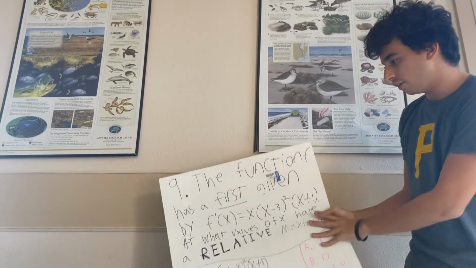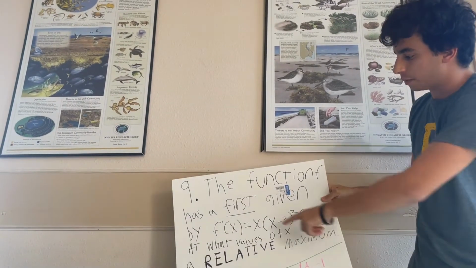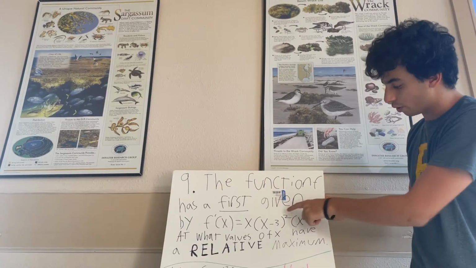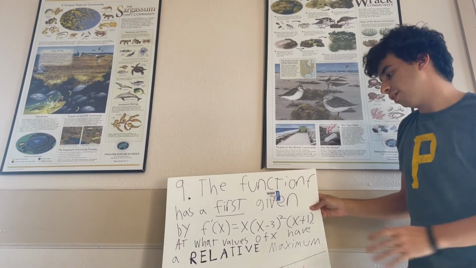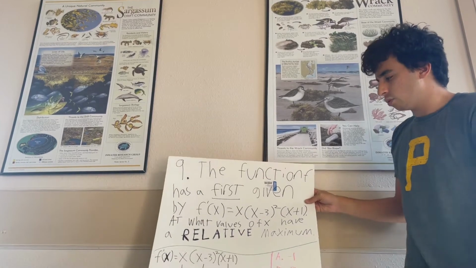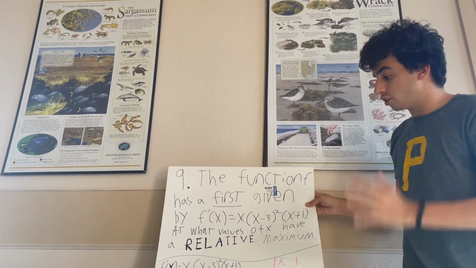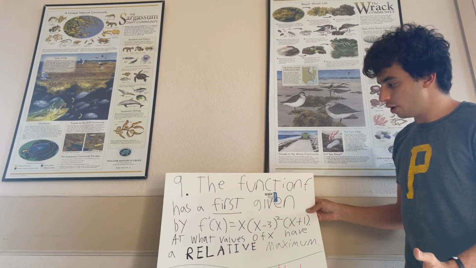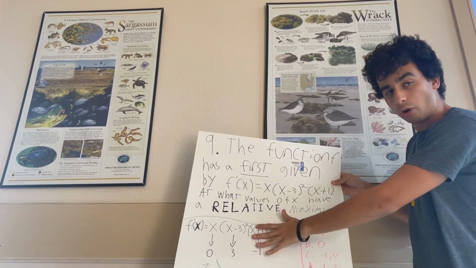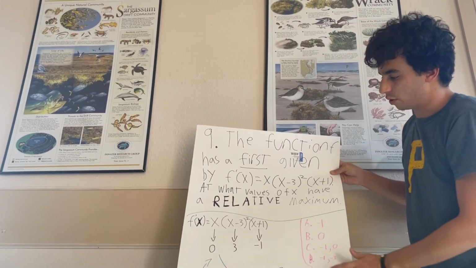It says, the function has a first derivative given by f prime of x equals x multiplied by the quantity x minus 3 squared times x plus 1. And it reads, at what values of x have a relative maximum? So to find the relative maximum, we have to use the first derivative of the given equation. However, we already have that right here, right? So all we have to do is find the zeros of this equation.